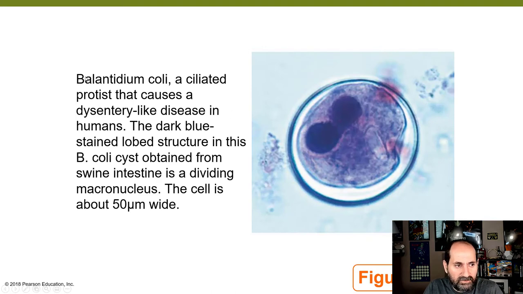Here is an example, by the way, this should be italicized, I'm sorry about that. Balantidium coli, or B. coli, a ciliated protist that causes a dysentery-like disease in humans. The dark blue stained lobed structure is the B. coli cyst. So this is the B. coli cyst obtained from swine intestine, with a dividing macronucleus. Here's the dividing macronucleus, and this is a cyst obtained from a swine intestine.